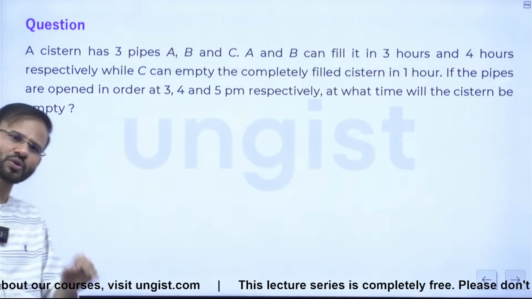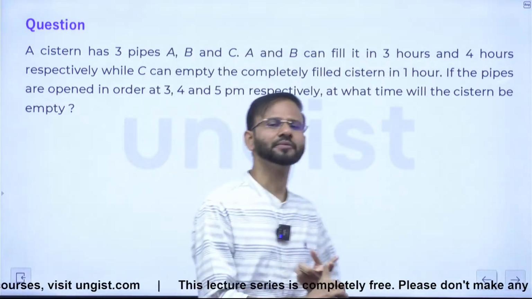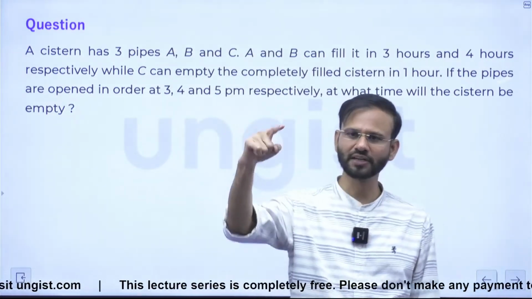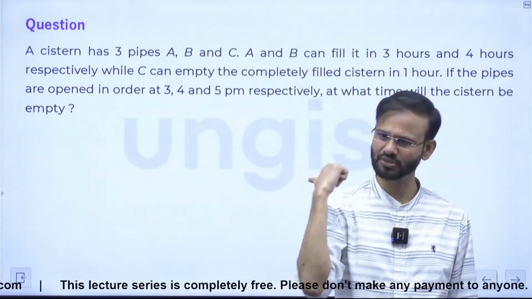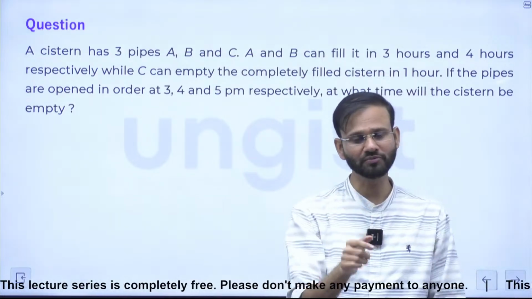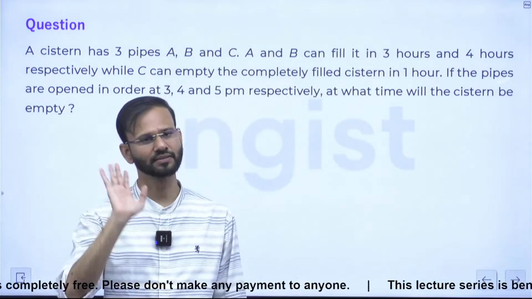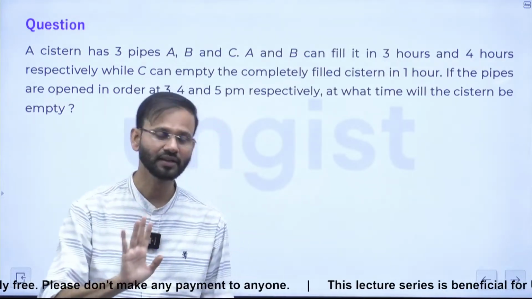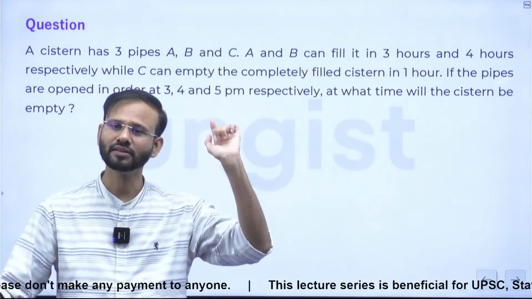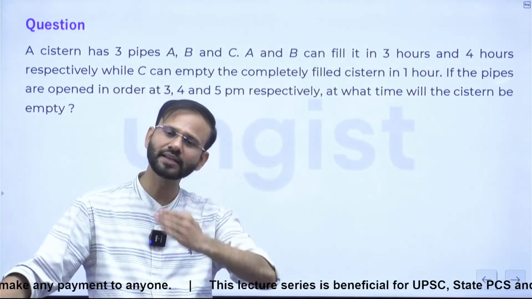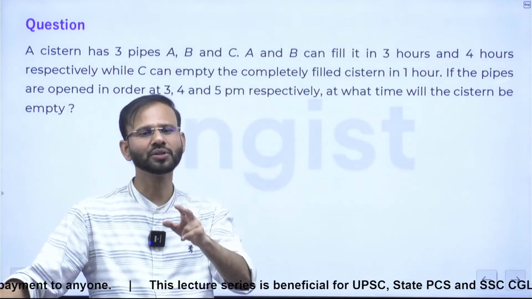At 5 PM the leak was opened. So till 5 PM how much of the cistern was filled? This is the first information that you need for this question. And the second information: when all of them are working together, at what rate is the water going out? That's it. Guys, is it clear? And the obvious information is that the leak is heavier than both the filling pipes.